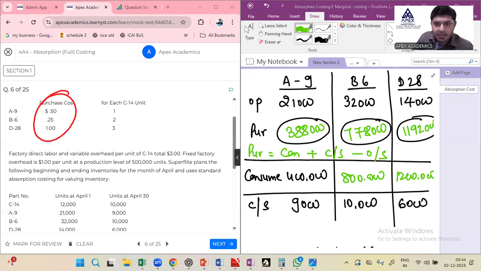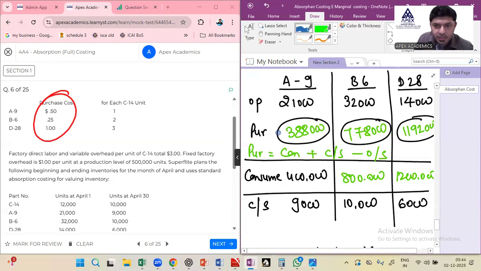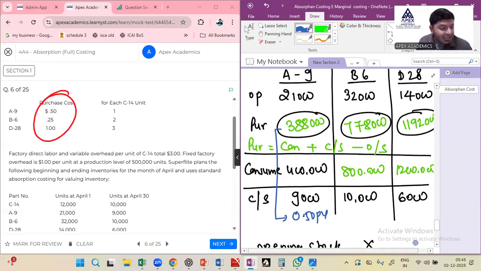Let us quickly make a relationship line over here for the purchase cost. The purchase cost of A9 is 0.50 per unit. So 388 multiplied by 0.50 per unit. So how much am I going to spend on the purchase of A9? I am going to spend $1,94,000 to purchase A9. It's given here 0.50 per unit and 388 I need to purchase.